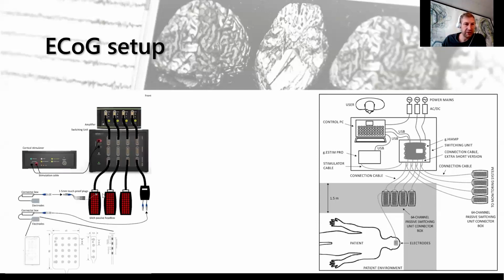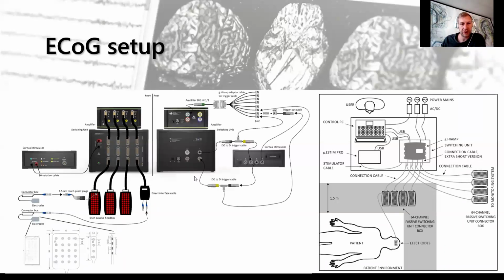So the front interface is that we have the selection of the grids and shafts. We connect them directly or via the head box to the electrode sockets, and then propagate the signal to the amplifier, and also the stimulation current comes from the stimulator into the switching unit, and here the decision is made what to record and what to stimulate.